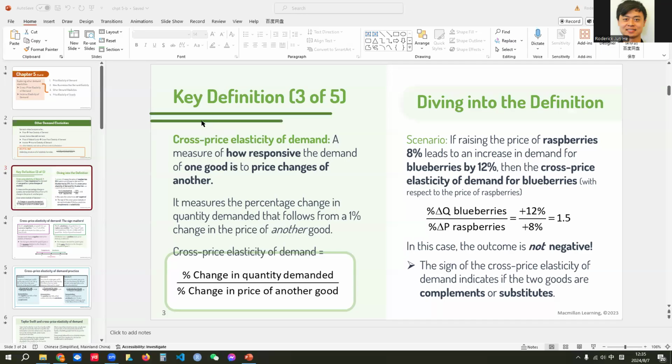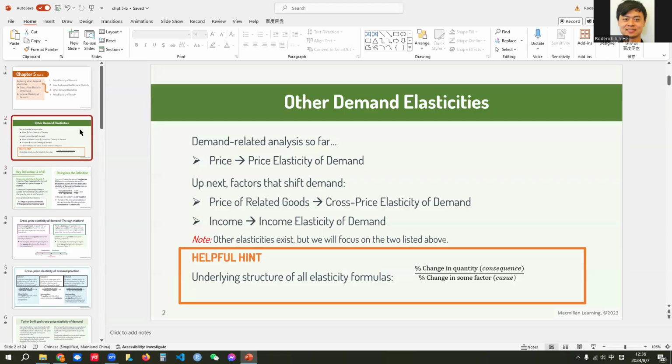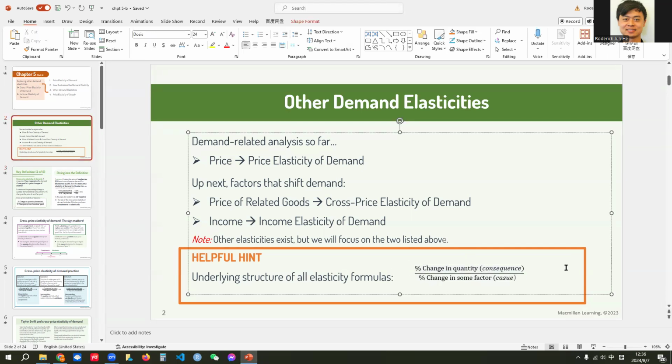The second part of elasticity, including several other elasticities rather than the elasticity of demand of itself. So let's first start by looking at other demand elasticities or consumer elasticities. Again, the root of the calculation of elasticity is percentage change in quantity, or percentage change in consequence, over the percentage change in cost.